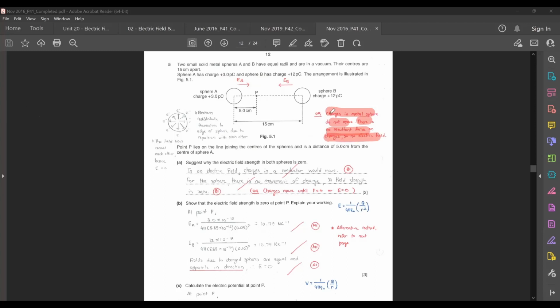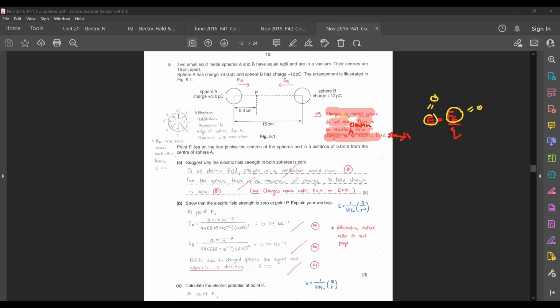You can just say that the charges in the metal sphere do not move. There is no resultant electric force from the charges, so no electric field. So no electric field strength, if you wanted to modify it later. No resultant electric force. Because E is equal to Fe over Q, if this one is 0, this one must therefore be 0. Okay?